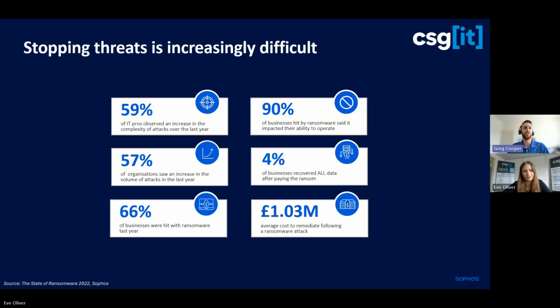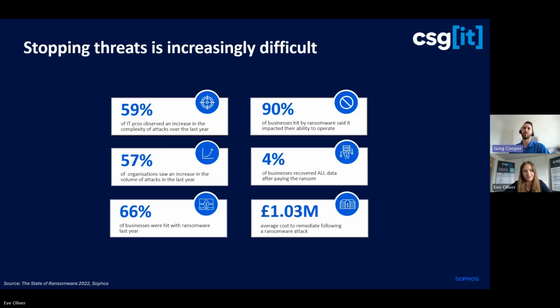57% of organizations saw an increase in the volume of attacks, so more businesses getting hit. 66% of businesses were hit with ransomware, or at least a ransomware attempt. 90% of the businesses hit with ransomware said it impacted their ability to operate, probably because the data was encrypted, passwords changed, people couldn't log in. And only 4% of organizations that were actually hit with ransomware managed to get all of their data back.